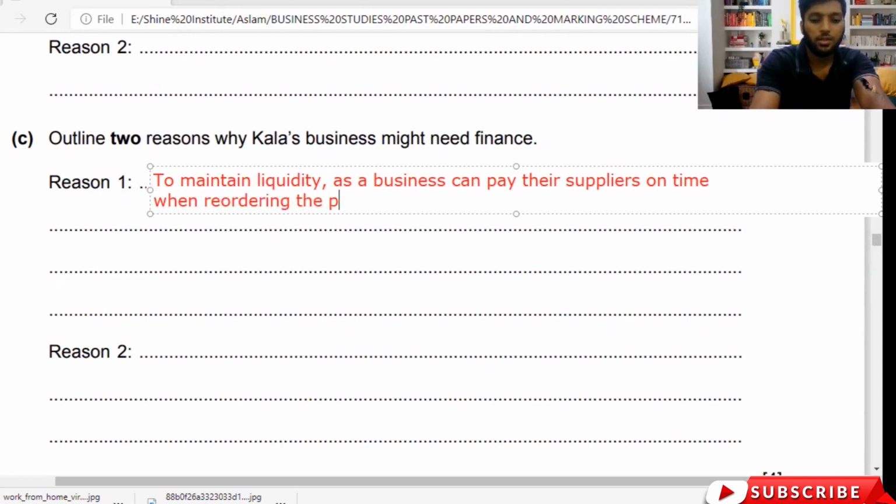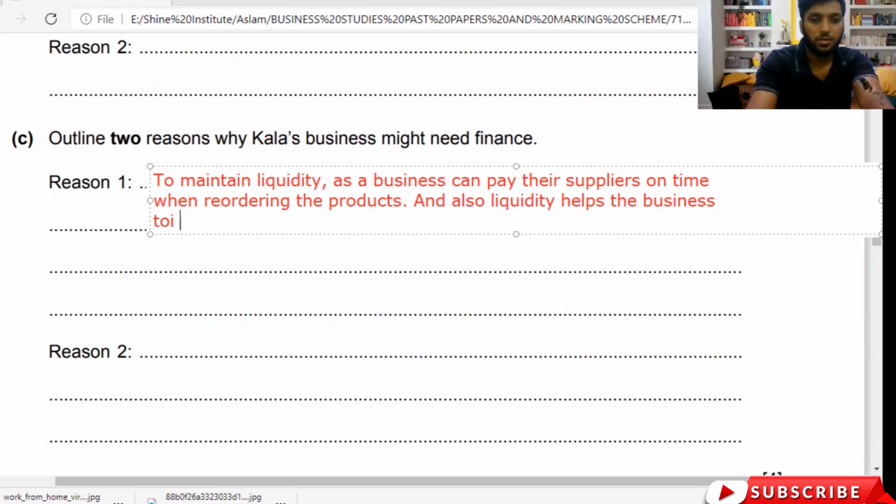Also, you can say liquidity helps the business to manage its cash flow without any difficulty. So I have given you the basic explanation about how to maintain liquidity.